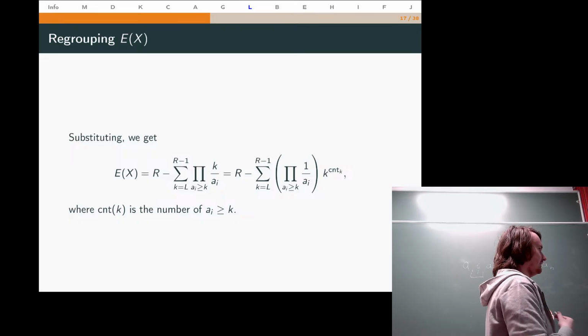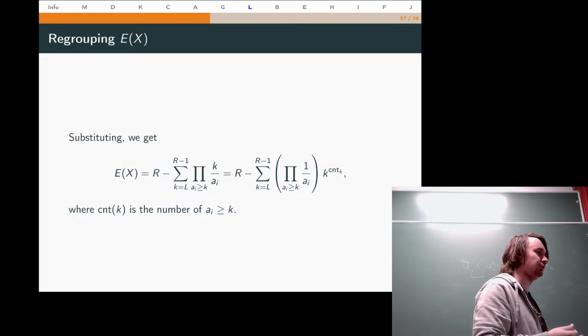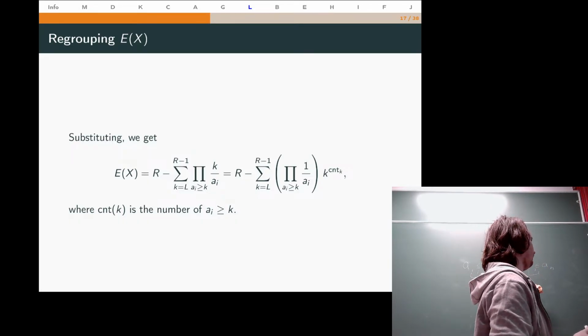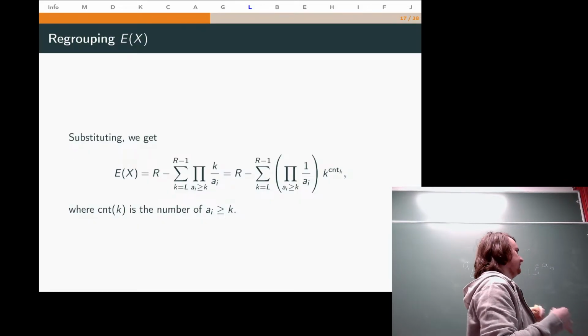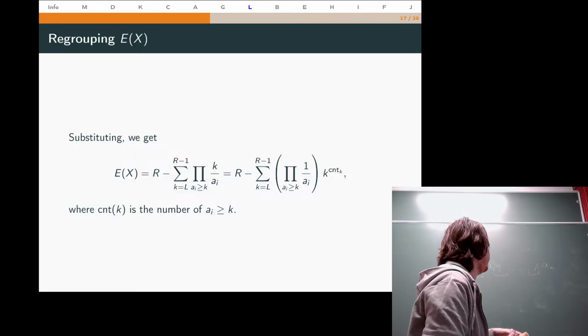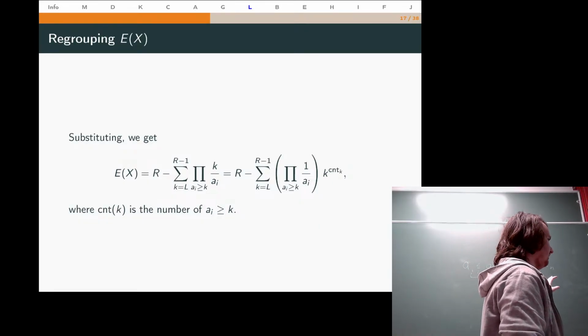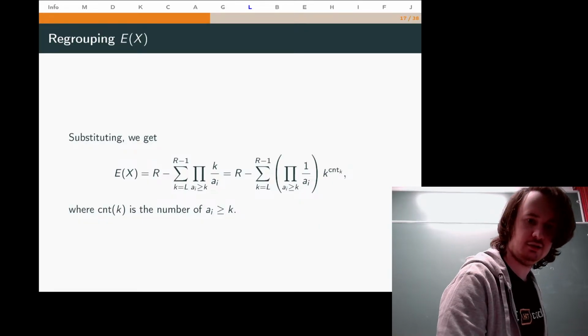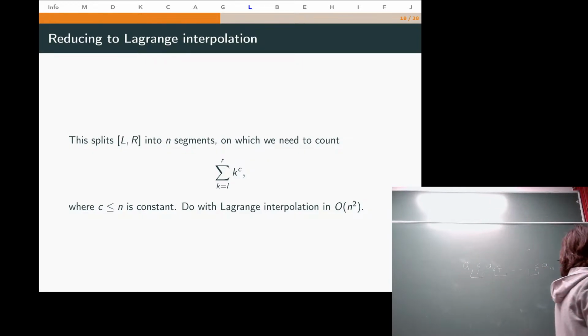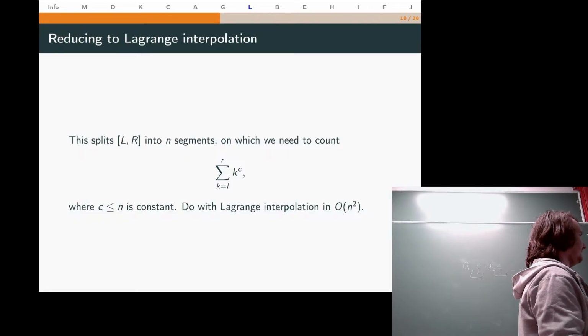For the product we just find some suffix product, and for the counts we also group them together, and we see that the whole problem boils down, for a zero count, to finding the sum over k from some left endpoint to the right endpoint of k raised to the specific power c. And c here is some kind of constant.